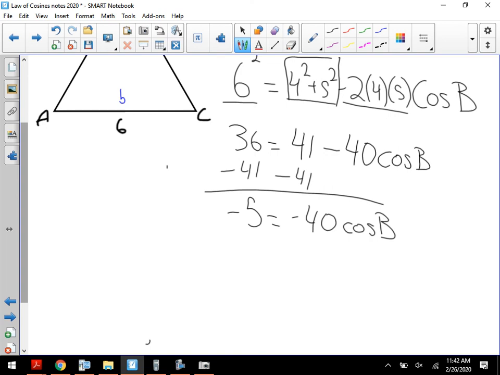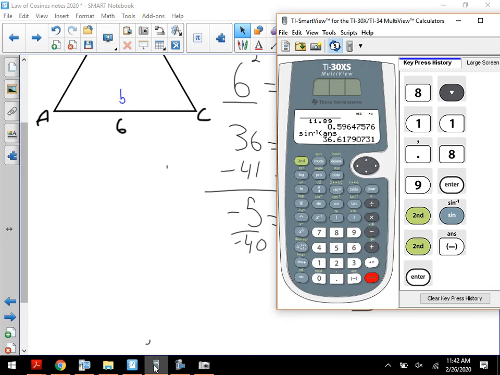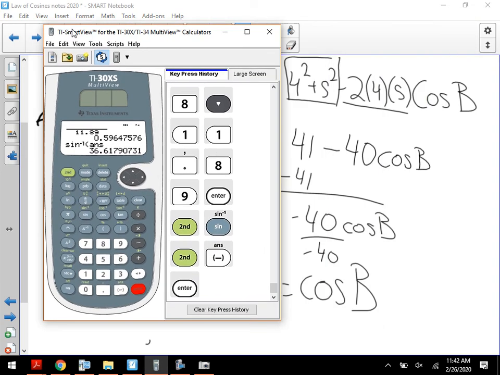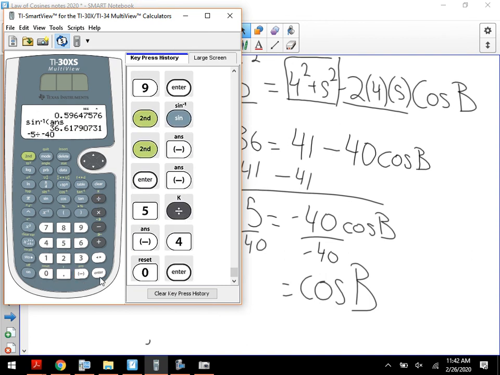Divide. How do you undo multiply? Divide. Divide by negative 40. Now, at this point, this is going to give you a decimal in it. Okay? Let's do our calculator. Negative 5 divided by negative 40 gives me 0.125.